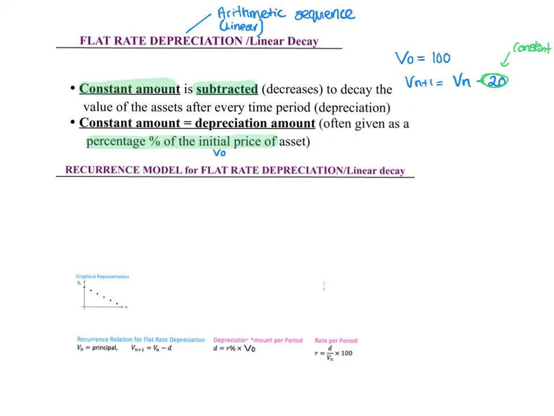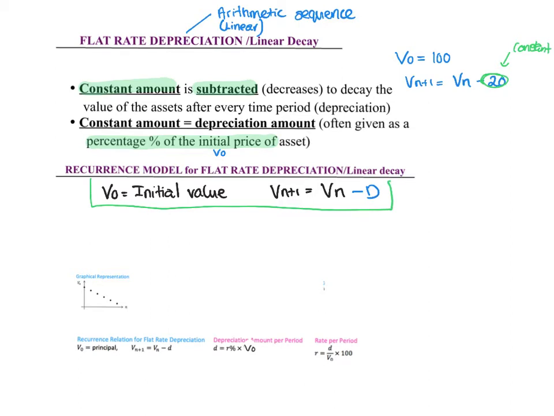So the recurrence modelling for flat rate depreciation is that you have V0, so that will be your initial value. Okay, and then we'll have the official, how you get the formula. It's always going to be Vn, and it will be minus D. Okay, so this is your recurrence formula for flat rate depreciation.